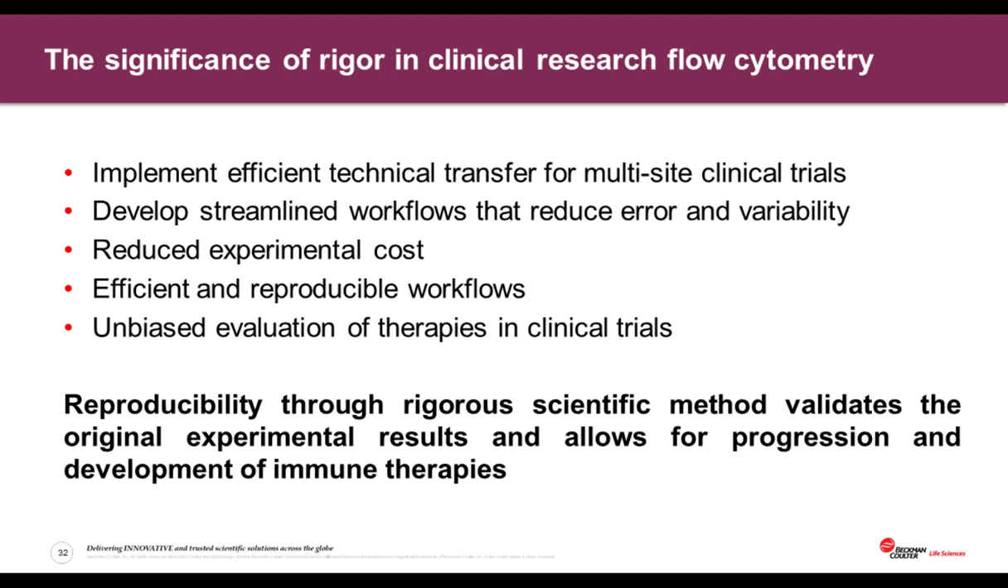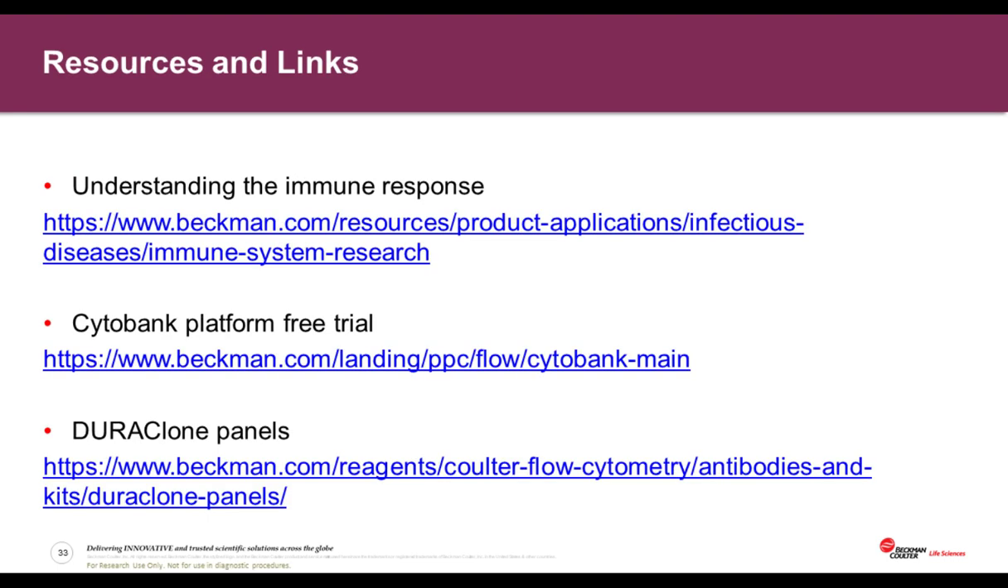And the ultimate goal is to utilize unbiased evaluation of therapies in clinical trials so that we can progress these therapies into medicine. So in the end, reproducibility through rigorous scientific method validates what we've seen previously in our preclinical data and allows for progression and the development of immune therapies that are extremely important to humankind.